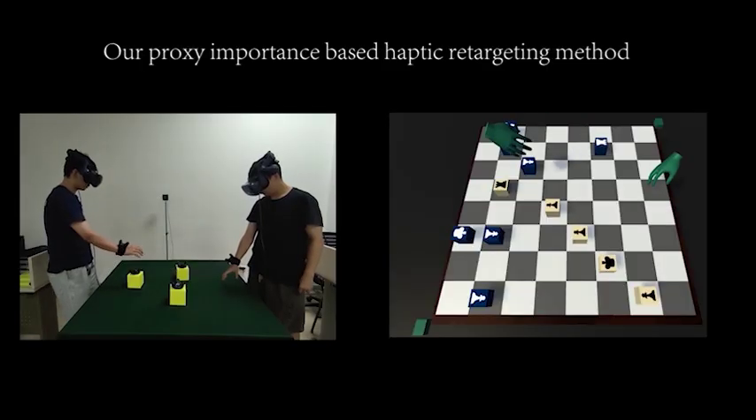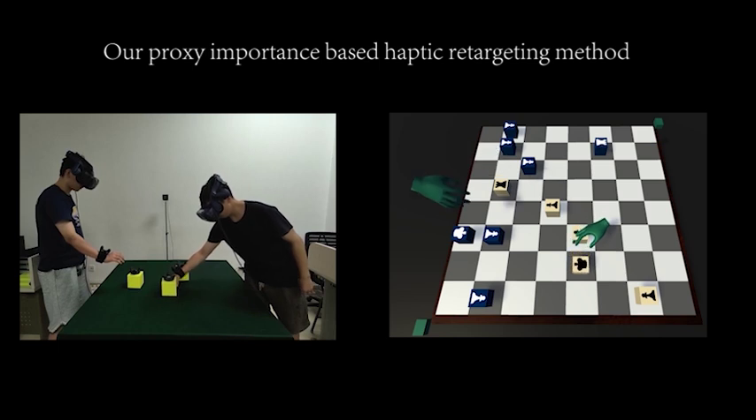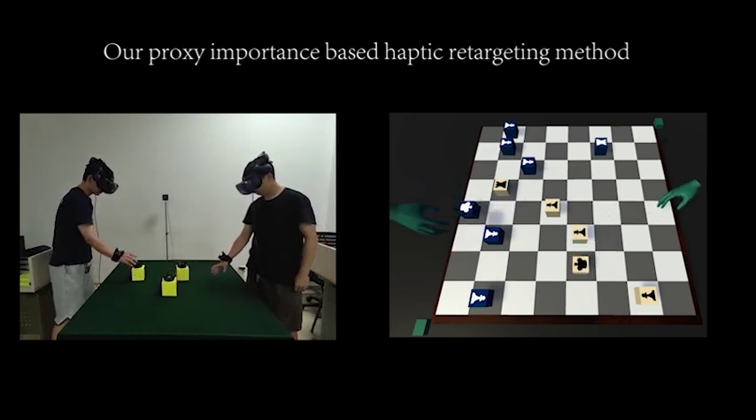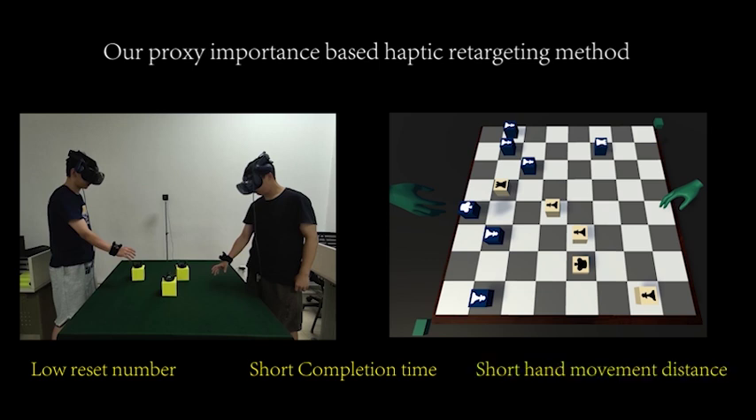In conclusion, we have proposed a proxy importance-based haptic retargeting with multiple props to provide passive haptics for users in immersive VR applications. Compared to the state-of-the-art methods, our method achieves a significant reduction in the number of resets, task completion time, hand movement distances, and task load, and a significant improvement in usability without the cost of cybersickness.